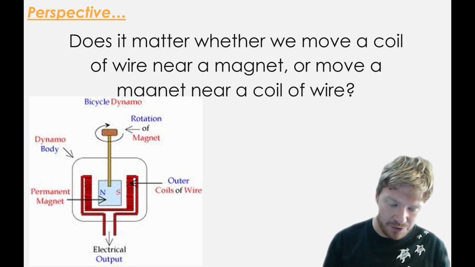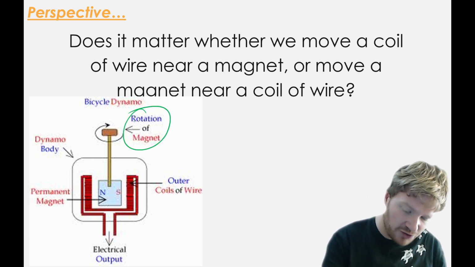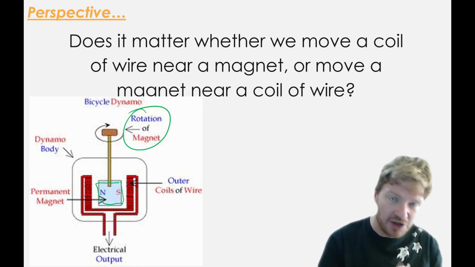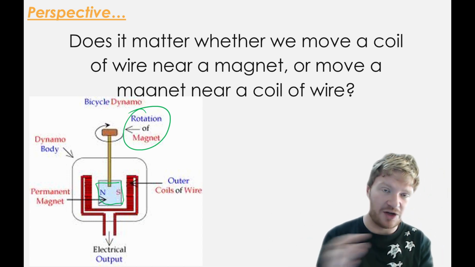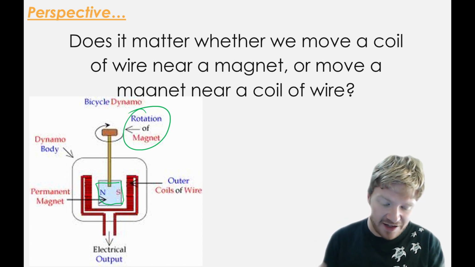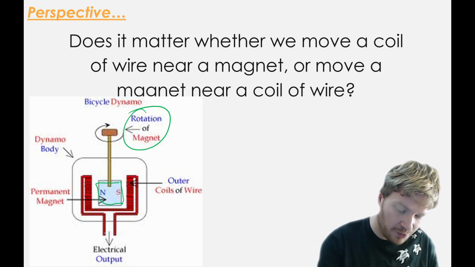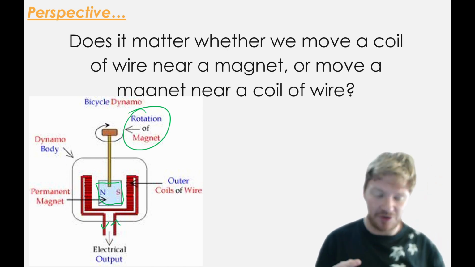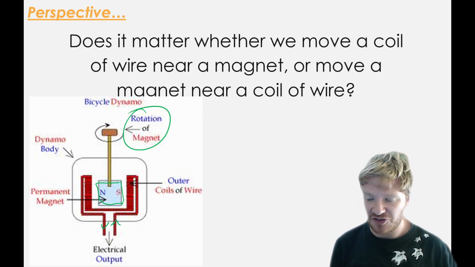What I have in a dynamo is something that rotates here, and it causes a permanent magnet to spin round, north, south, north, south, north, south. As it does that past a coil of wire, what I get is a current coming out one way and in the other way, and it generates electricity.